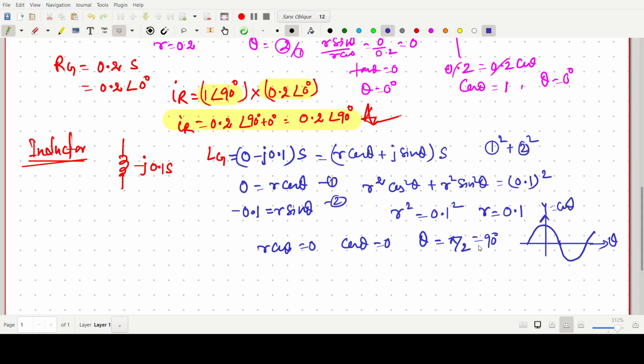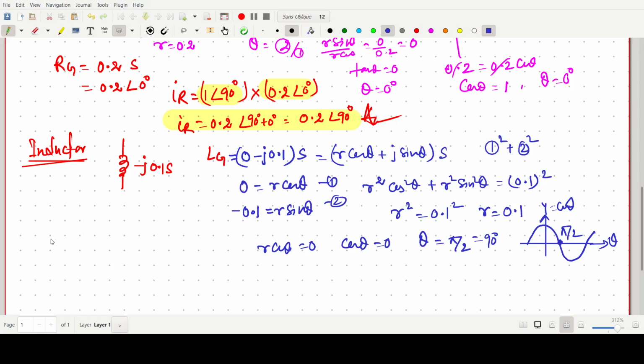So, the angle for the inductor means r cos theta equals 0. Okay, so r cos theta equals 0, so cos theta is 0, so it is 0 at pi by 2. So one point is this.